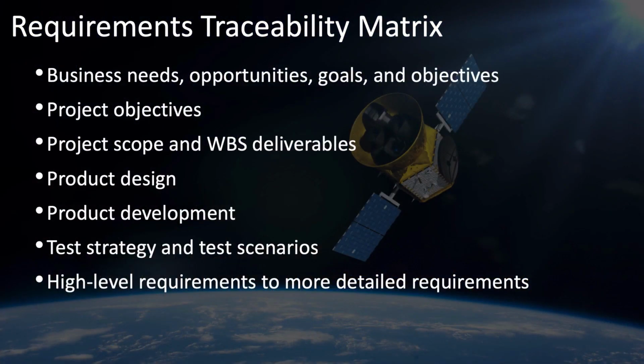Each requirement should be listed in the requirements traceability matrix, and each requirement should connect to the business need or opportunity or goal or objective. If the requirement doesn't support your business needs and opportunities or your organizational goals and objectives, if you can't tie it to a specific one of these, then it's not a valid requirement.